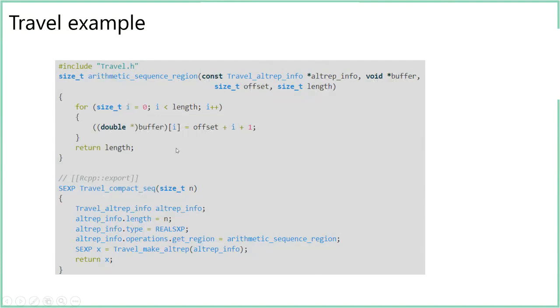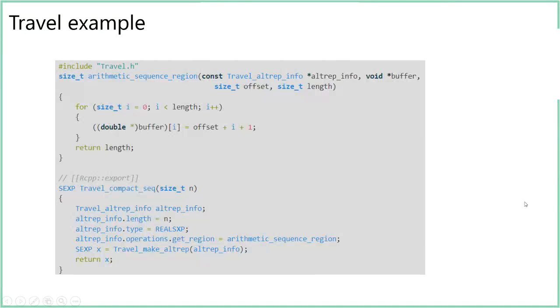And also the ALTREP returned by the travel package has a pointer available. Okay, the last line is just called travel make ALTREP, with your ALTREP info to make an ALTREP, and you can return the X.